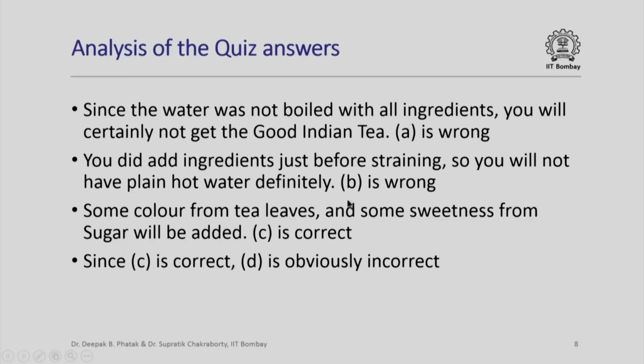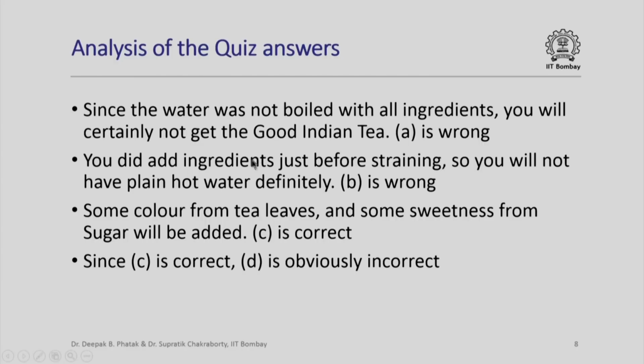The second option, B, says that we will get hot water. That is not correct, because we did add ingredients just before straining. So, some color from the tea leaves will diffuse into the water, some sweetness of the sugar will diffuse into the water, and therefore, we will definitely not get plain hot water. Therefore, B is wrong.